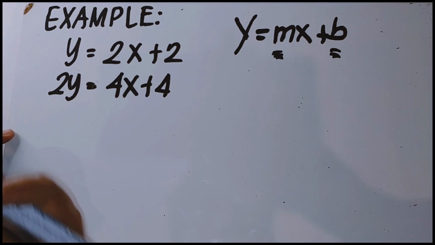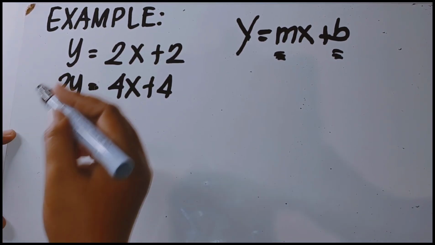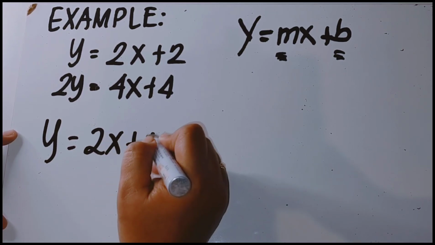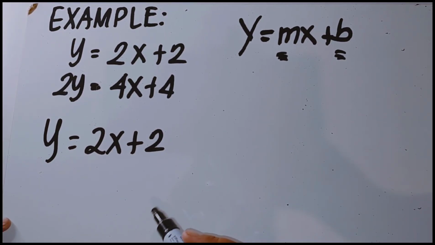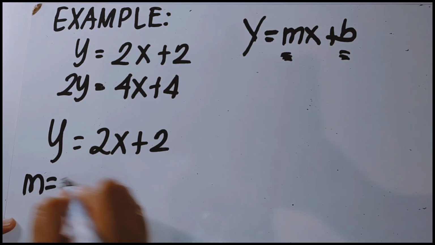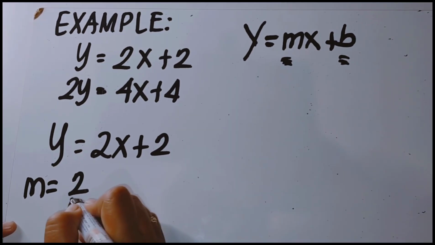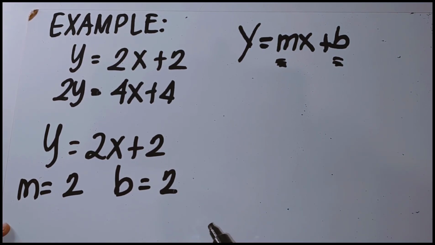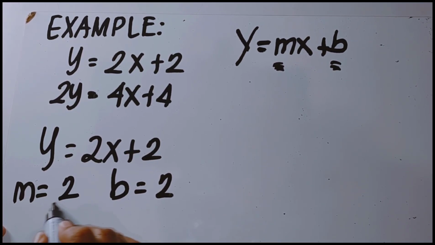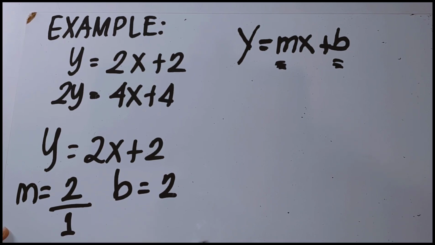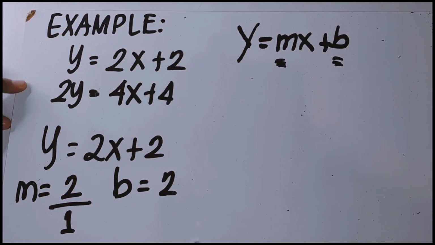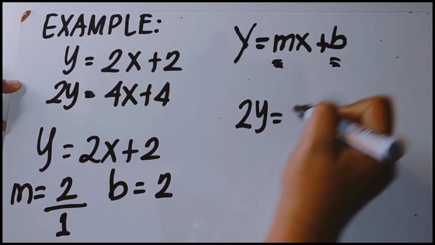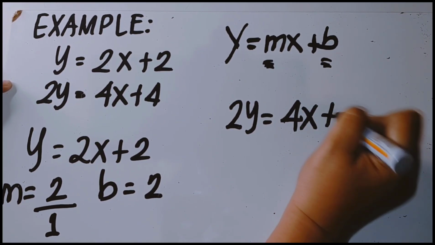Based on this example, given na sa unang equation ng y equals 2x plus 2, ang slope at ang y-intercept. Ang value ng slope ay positive 2, ang y-intercept ay positive 2. Ang slope, lahat ng whole number laging may over 1. Let us try again the second equation. 2y equals 4x plus 4.